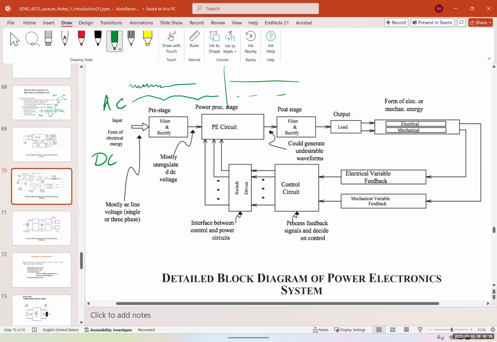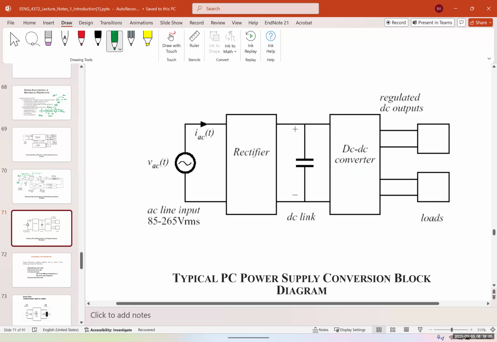Then we give it to a power processing stage, which is a power electronic circuit. Then we have the post stage, which is another filter. We have the load, and the load could be electrical or mechanical. Then we have electrical variable feedback and mechanical variable feedback, and then we have the control circuit. We have the switch drive, which again controls the power electronic circuit, and the switch drives are the interface between control and power circuits.